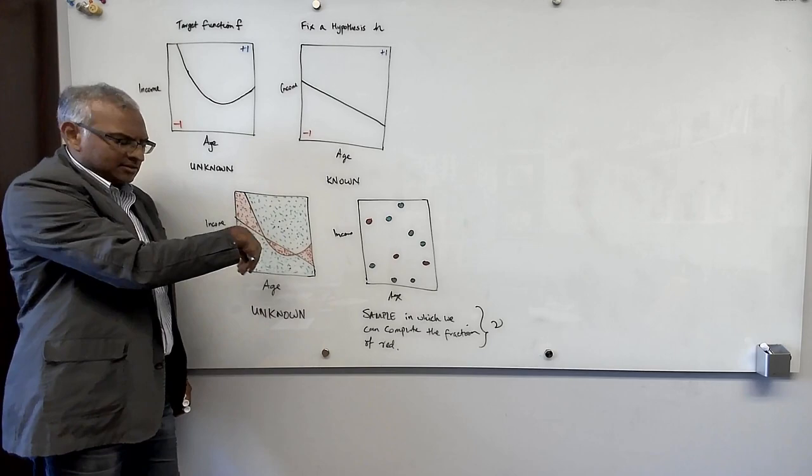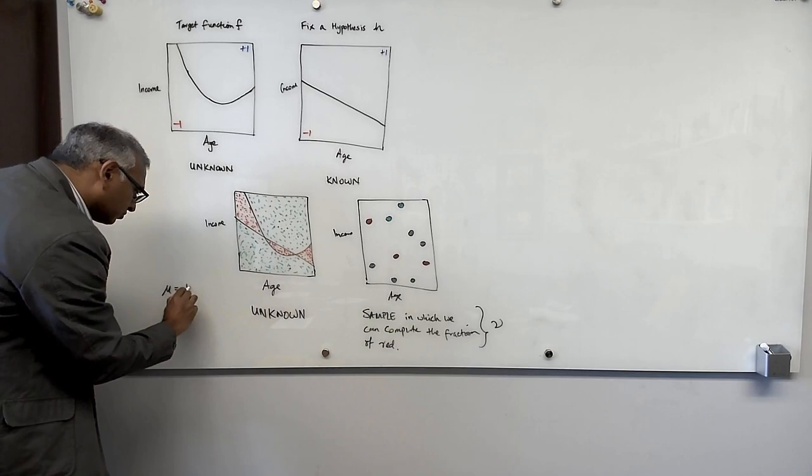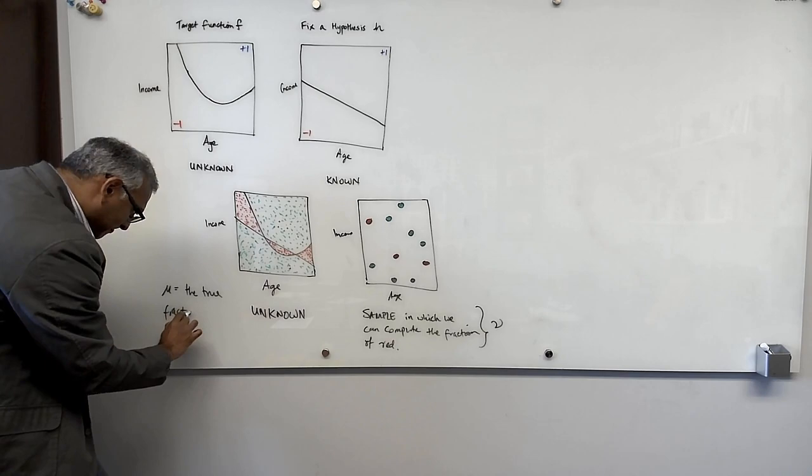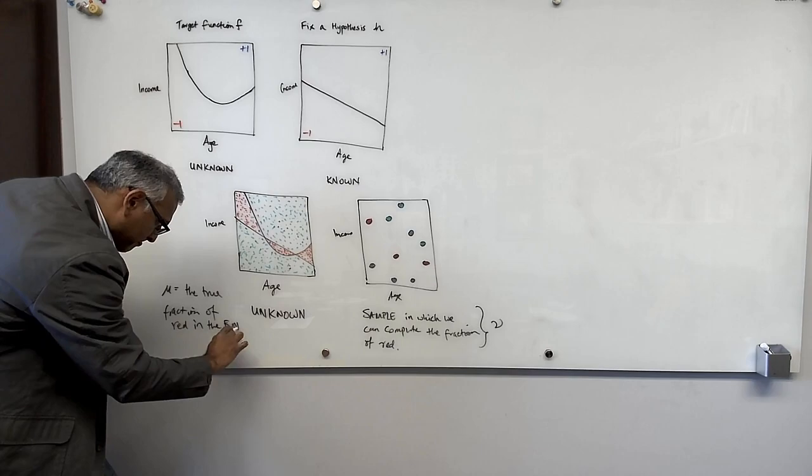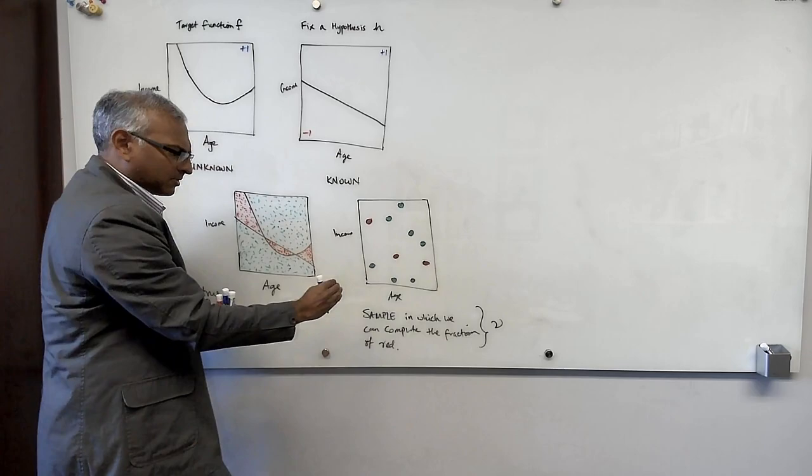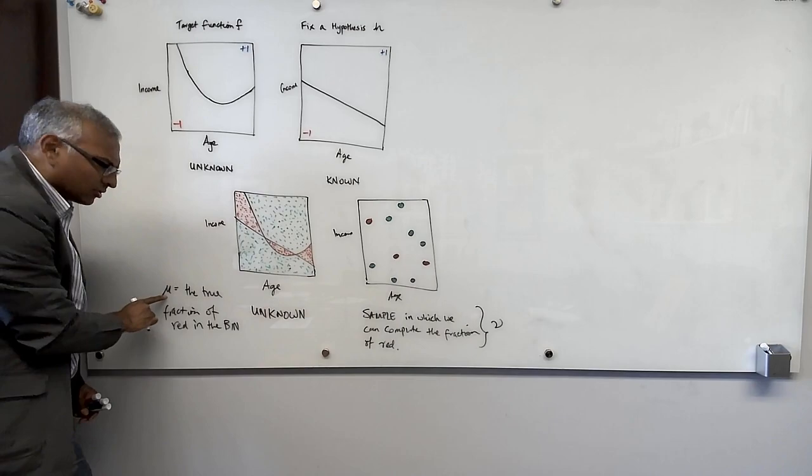Mu equals the true fraction of red in the bin. So we have a bin with red and green marbles. We pick the sample with some red and some green. We can compute the fraction nu of red marbles in my sample, and we would like to know the fraction of red marbles in the bin. And Hoeffding says this is exactly the bin model setup.